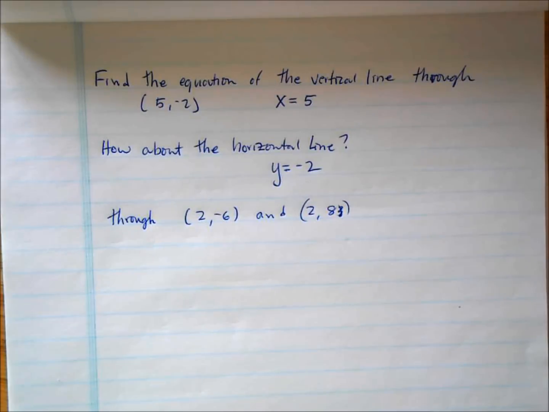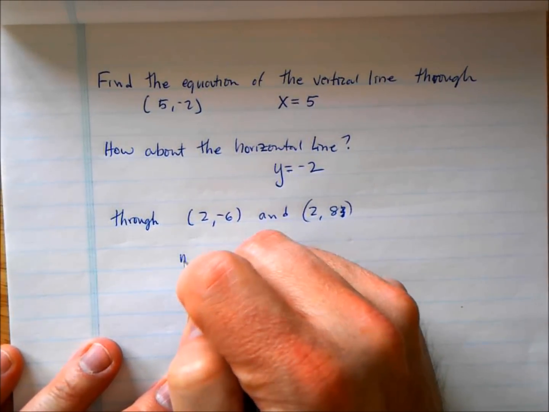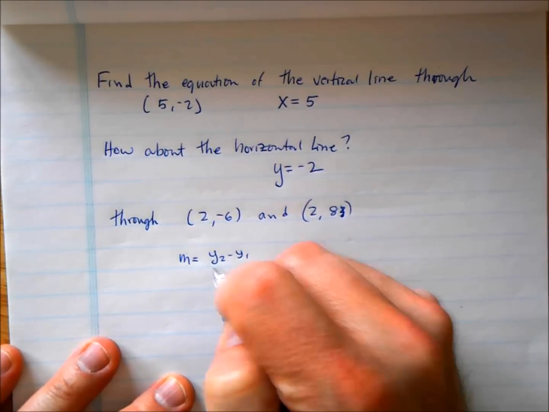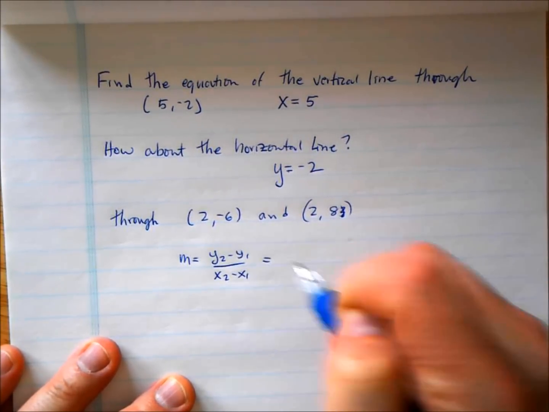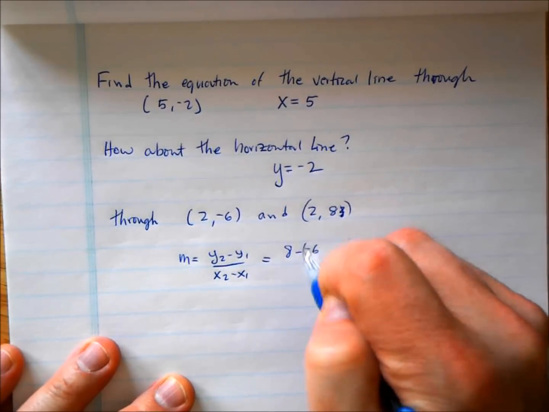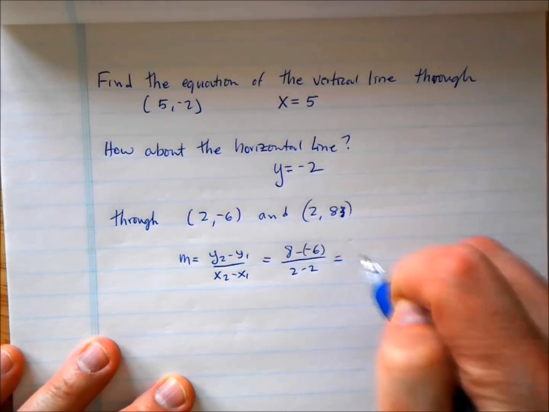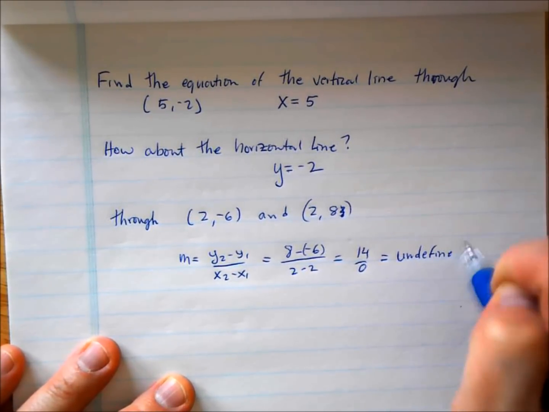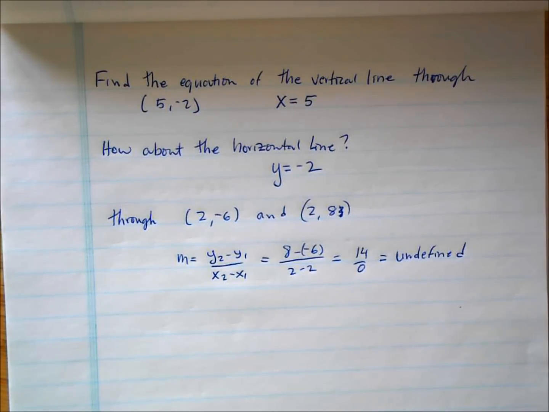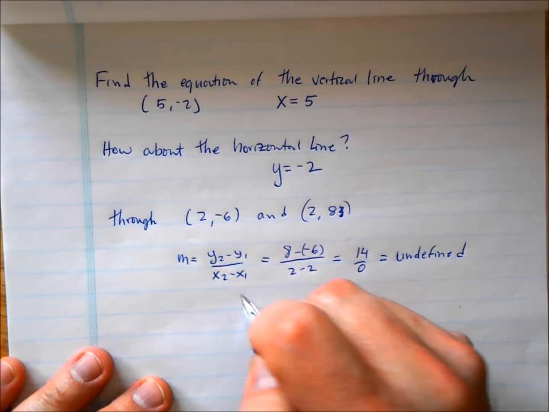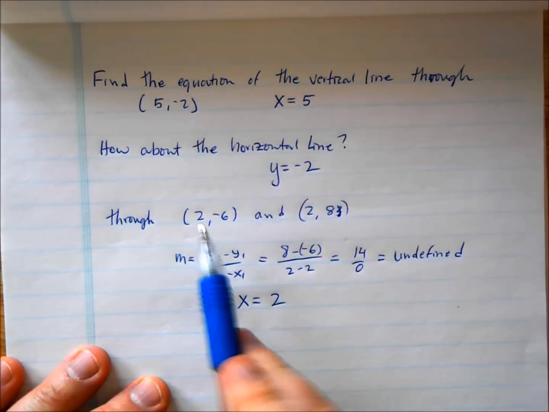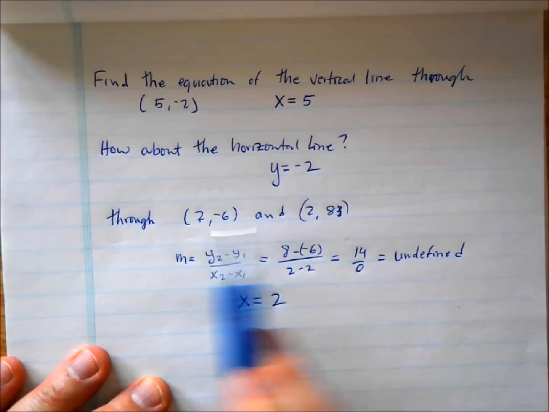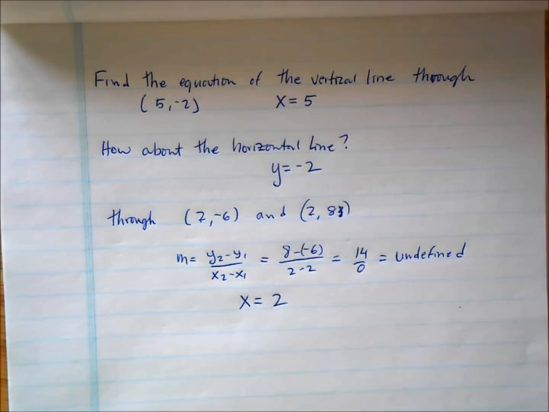Well, this one you might not recognize right away as being one of the specialty lines. So you would go ahead and find your slope like normal. m equals y2 minus y1 over x2 minus x1. 8 minus -6 over 2 minus 2. You get 14 over 0, which is undefined. So you then need to remember that when slope is undefined, that means we have a vertical line. So in this case, x has to be 2. And you might notice that it's a vertical line immediately if you notice that the x values are the same for both points.